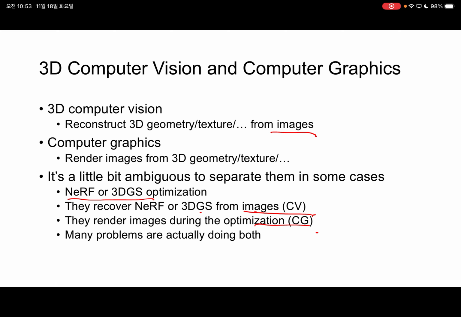And the representative examples are NeRF and 3D Gaussian splatting optimization. So we recover something from images, and then we render them during optimization to optimize them, because the primary loss function is image loss. So there are two things already included in NeRF and 3D Gaussian splatting: computer vision and computer graphics.